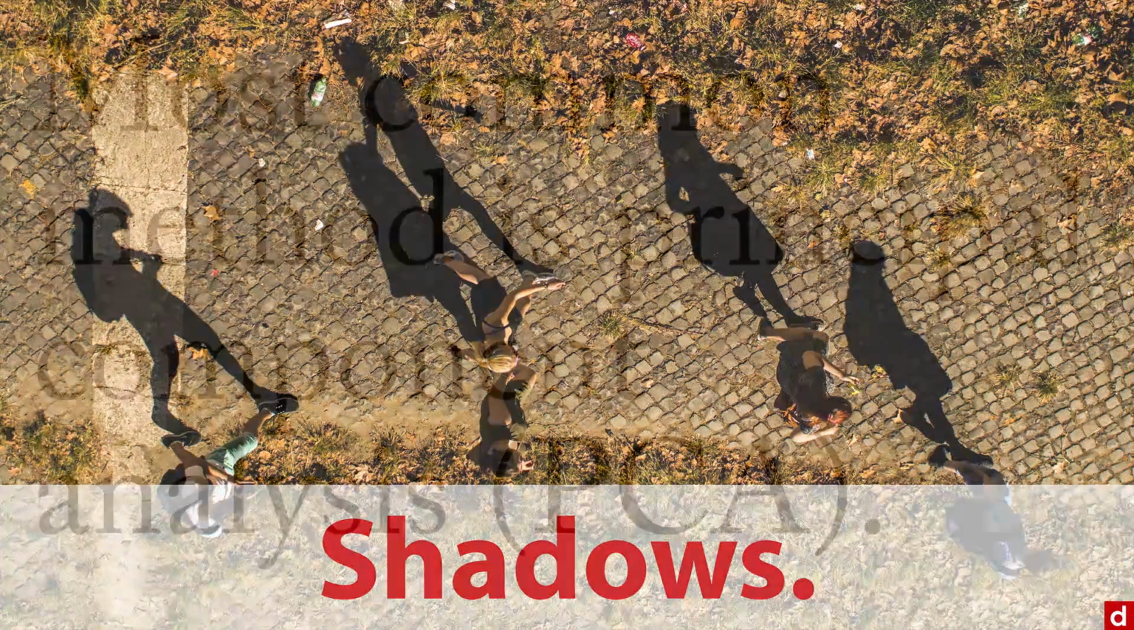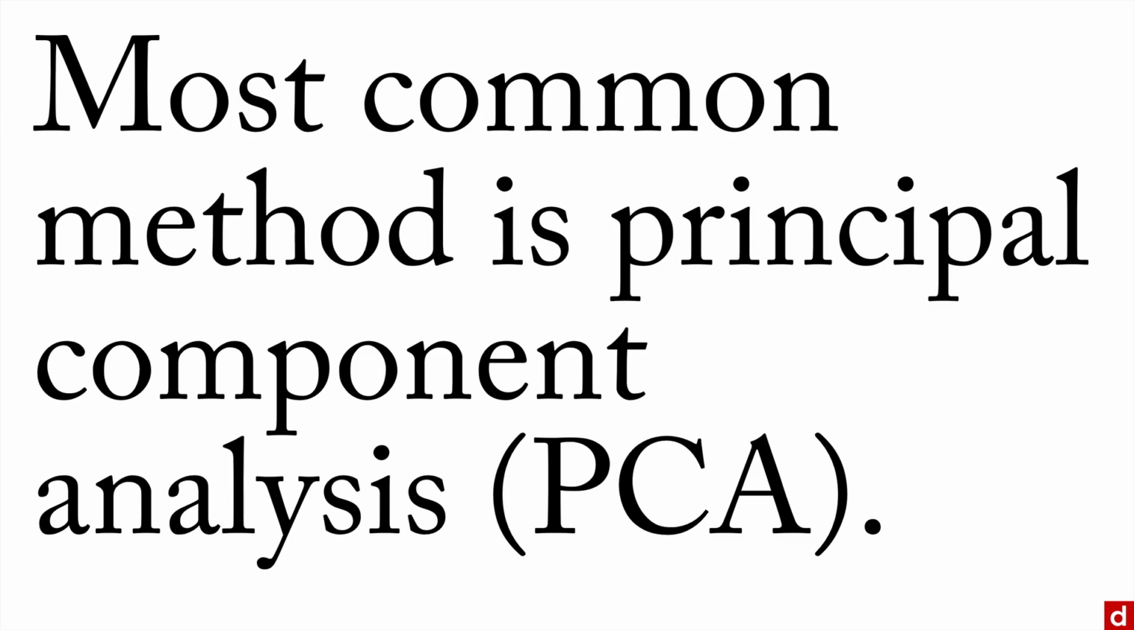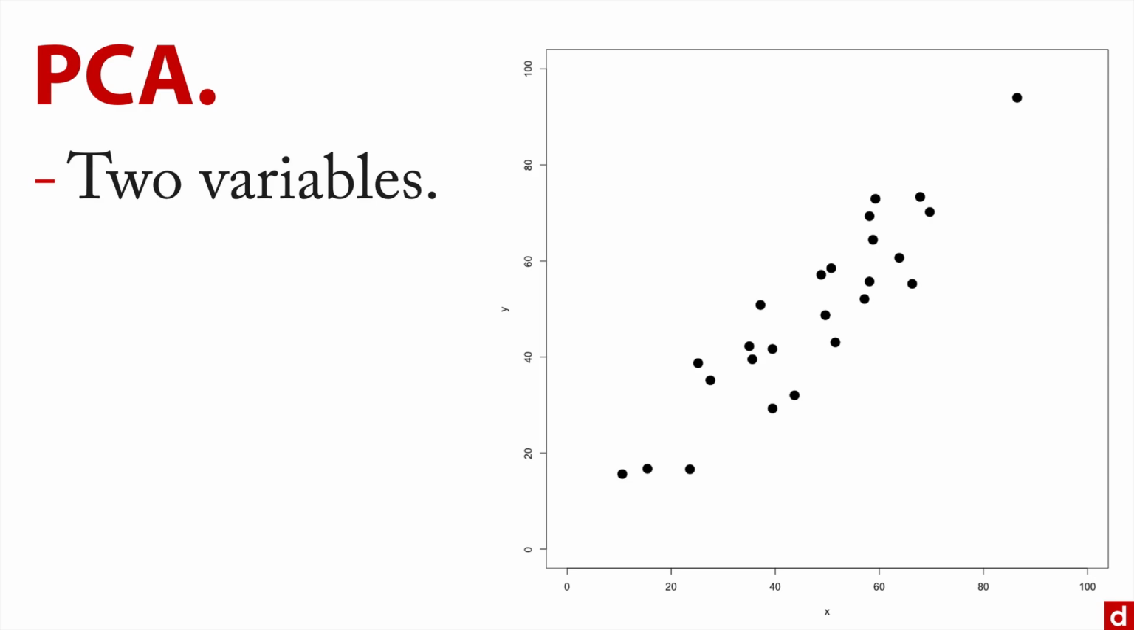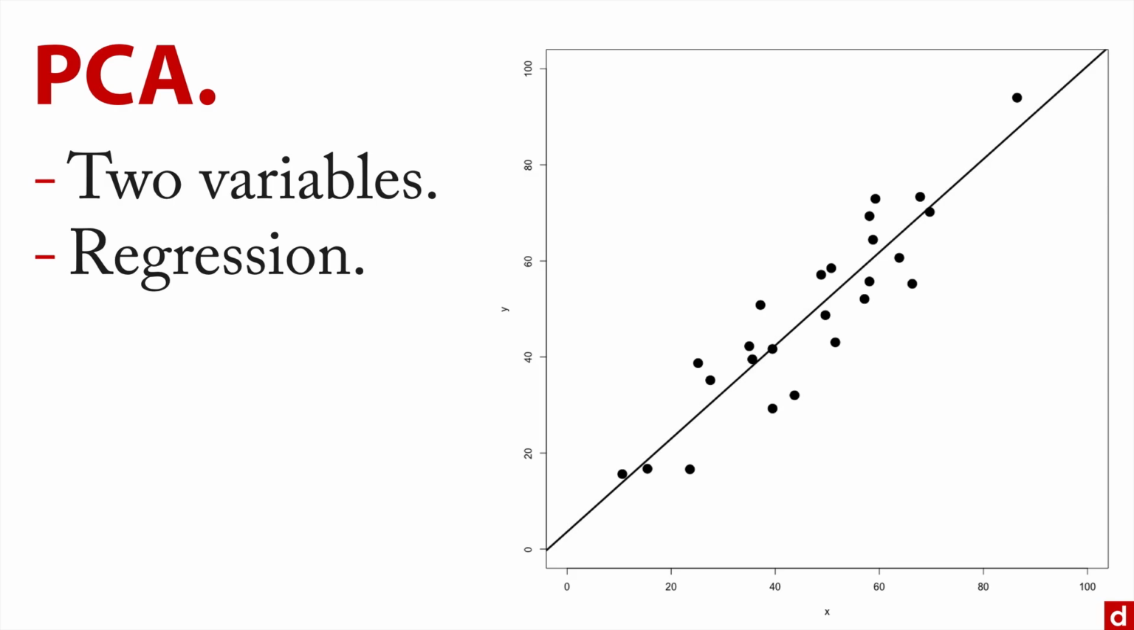If you want to do this with data, the most common method is called principal component analysis, or PCA. And let me give you an example of the steps metaphorically in PCA. You begin with two variables. And so here's a scatter plot. We've got X across the bottom, Y up the side, and this is just artificial data. And you can see that there's a strong linear association between these two. Well, what we're going to do is draw a regression line through the data set, and it's there at about 45 degrees.